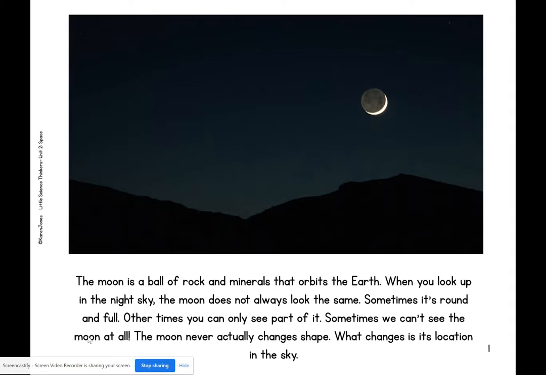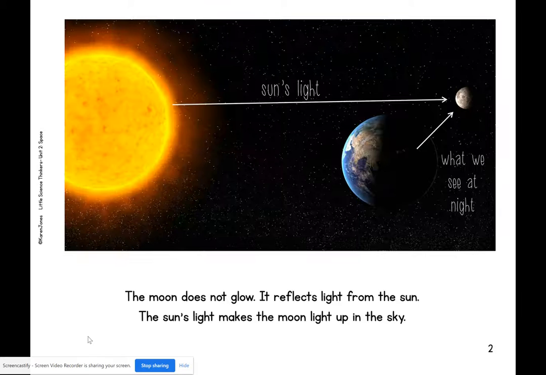The moon is a ball of rock and minerals that orbits the Earth. When you look up in the night sky, the moon does not always look the same. Sometimes it's round and full. Other times you can only see part of it. Sometimes we can't see the moon at all. The moon never actually changes shape. What changes is its location in the sky.